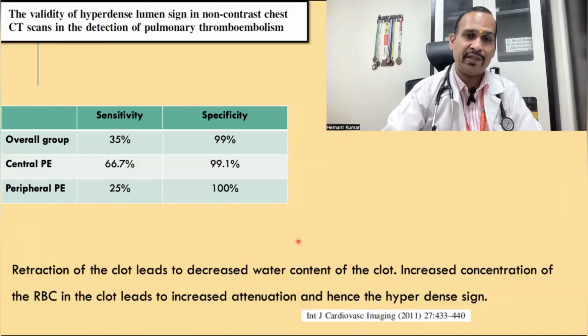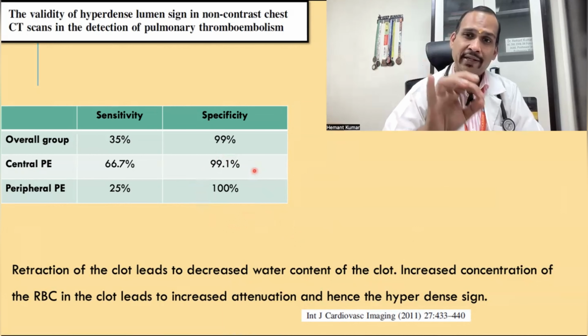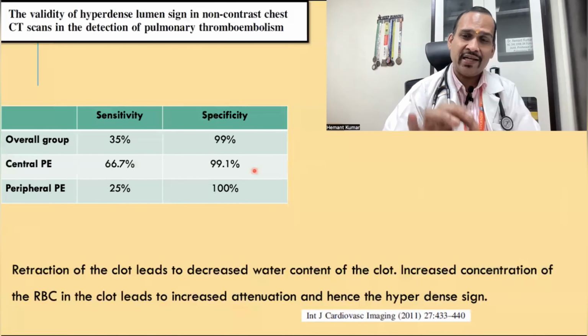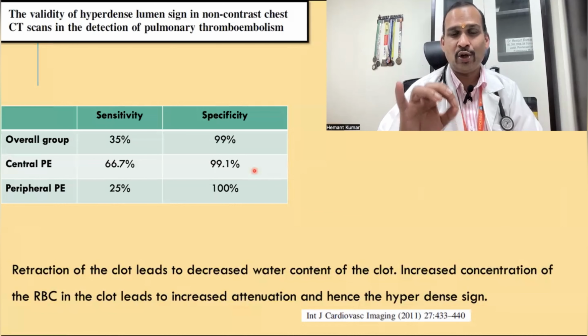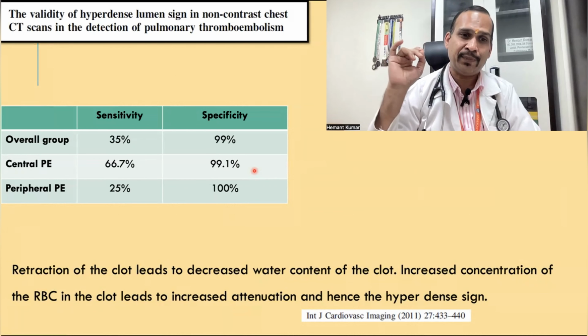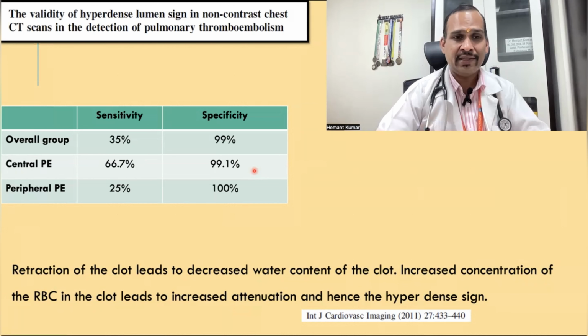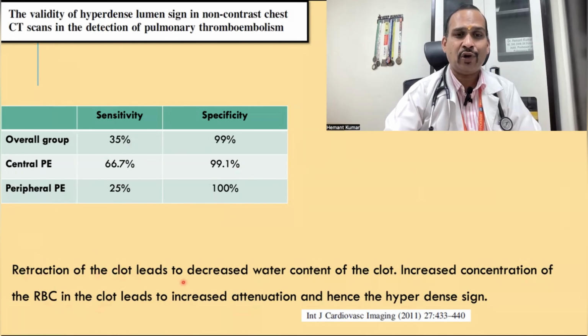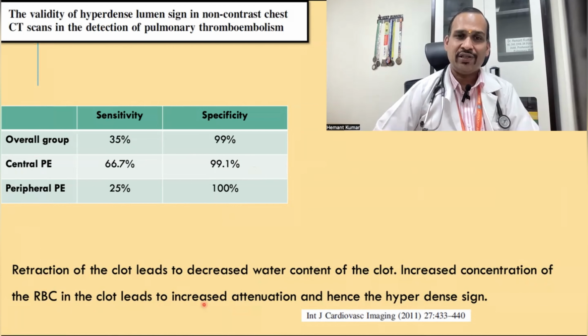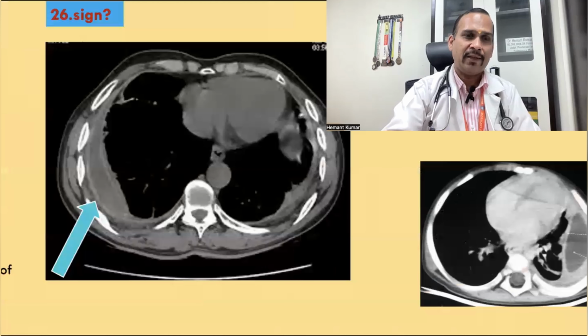So this is quite specific, almost 100% specificity. If you find the hyperattenuation sign in non-contrast CT, then you are almost 100% sure that you are dealing with pulmonary embolism. Why is this hyperattenuation seen? Because of retraction of the clot, which leads to decreased water content of the clot. Because of that, there's increased concentration of RBCs in the clot, which leads to increased attenuation and hence the hyperdense sign. This is classically seen in pulmonary embolism.